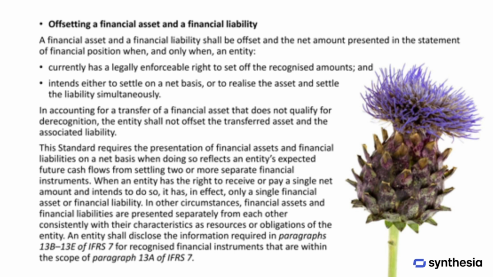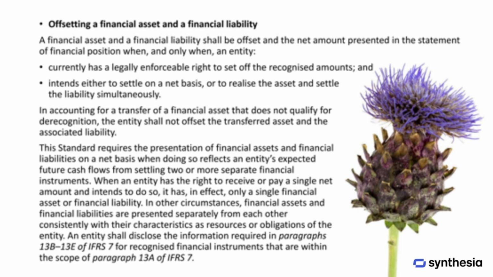A financial asset and a financial liability can only be offset and presented as a net amount in the statement of financial position when the entity currently has a legally enforceable right to set off the recognized amounts and when it intends either to settle on a net basis or to realize the asset and settle the liability at the same time. If a financial asset is transferred, but the transfer does not qualify for derecognition, the entity cannot offset the transferred asset against the associated liability.